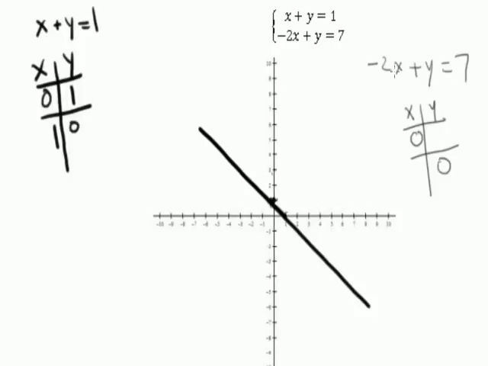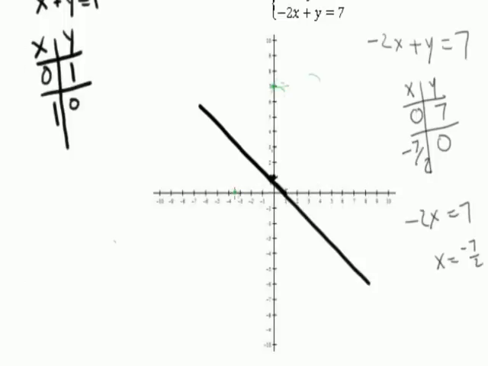Plugging in 0 for x, you can kind of think of covering up that negative 2x, so we'll get that y is 7. Covering up the y, we're left with the equation negative 2x equals 7, or x equals negative 7 halves after dividing both sides by the negative 2. So we'll point here at negative 7 halves. Let's do that line in green. I'll point at negative 7 halves, 0 and 0, 7 here. And then drawing the line connecting, which is kind of like that.